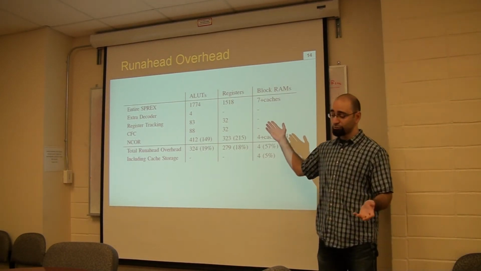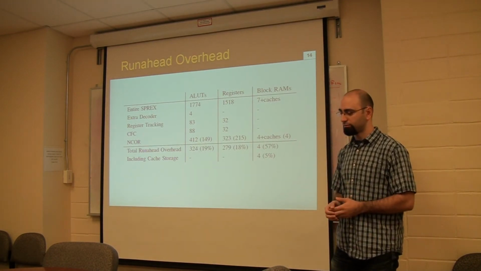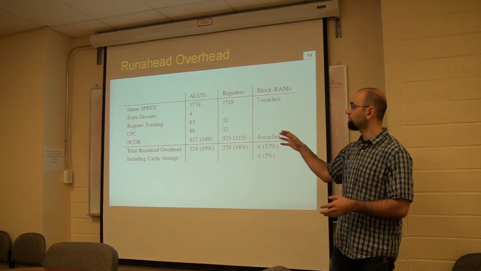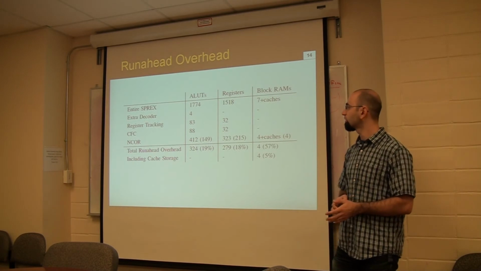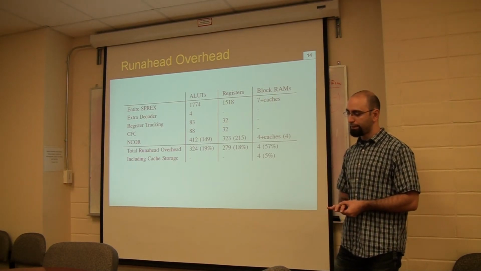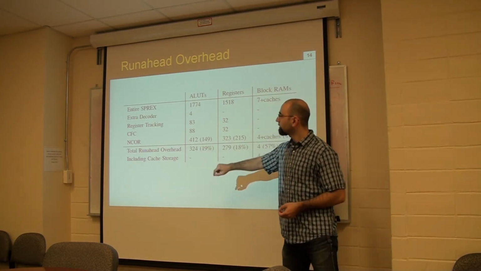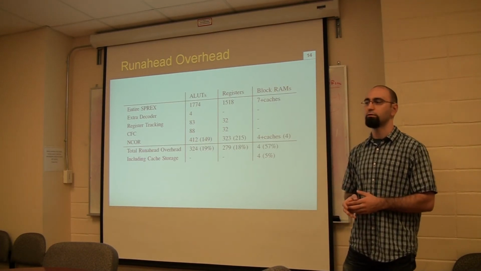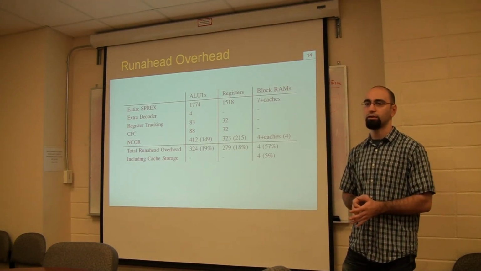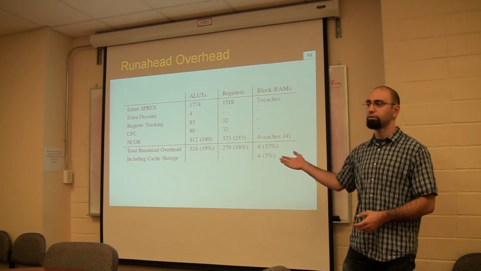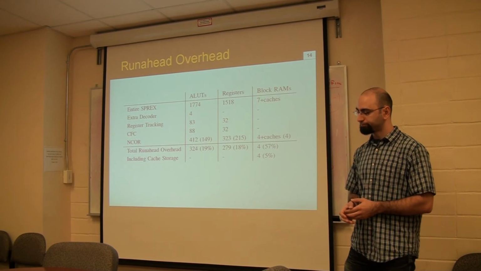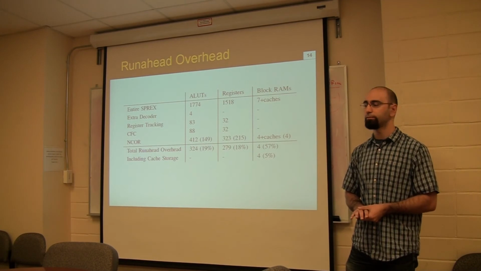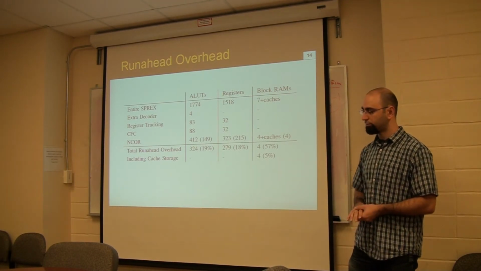The extra decoder turns out to be really small. We don't really need to do much. And register tracking, as expected, has 32 registers for tracking, plus the decoder and all the logic to update it, and ends up being 83 ALUTs. For Encore, this number 149 means the overhead of using Encore. If we were to use a blocking cache, we would have used about 250 ALUTs. Now, because we're using Encore, we're using 150 more ALUTs. In total, we're imposing about 20% more ALUT overhead, and about 20% registers.